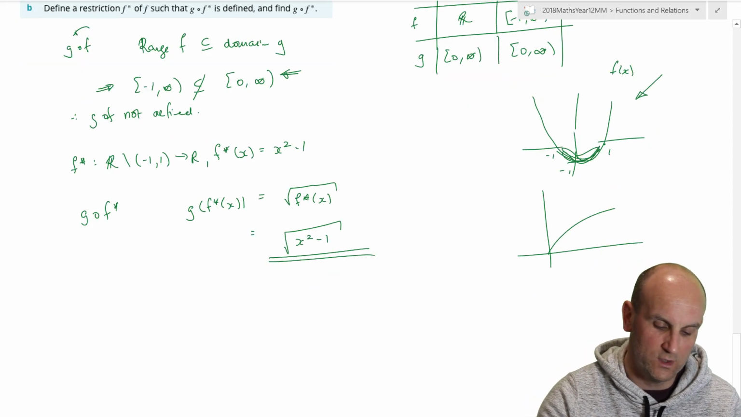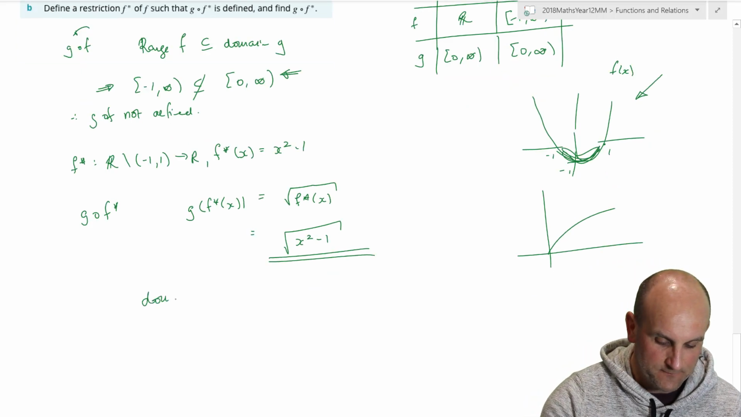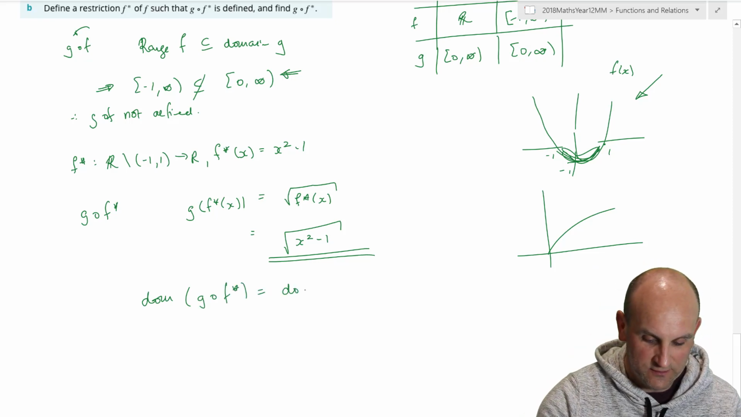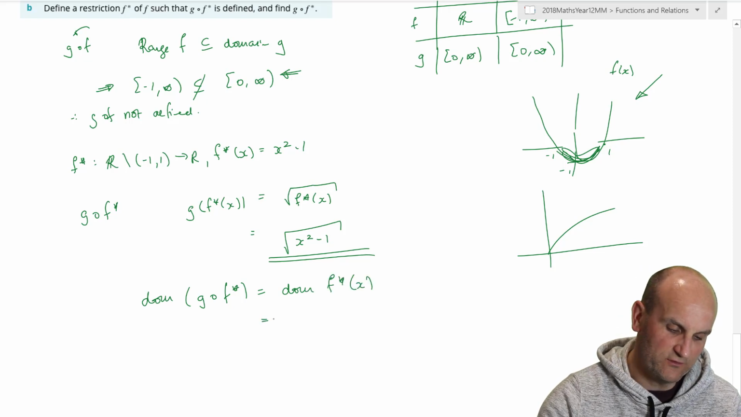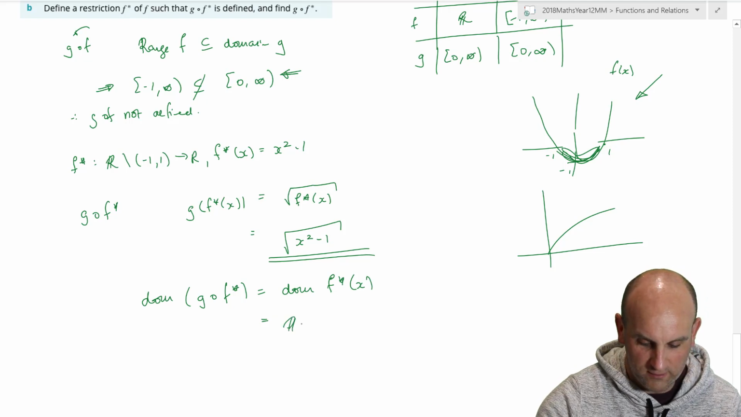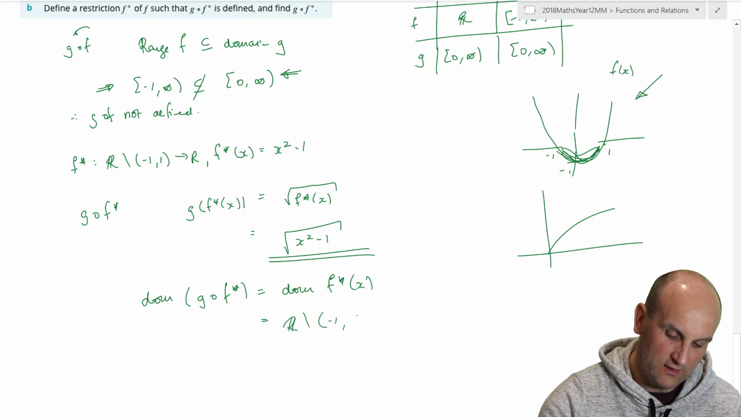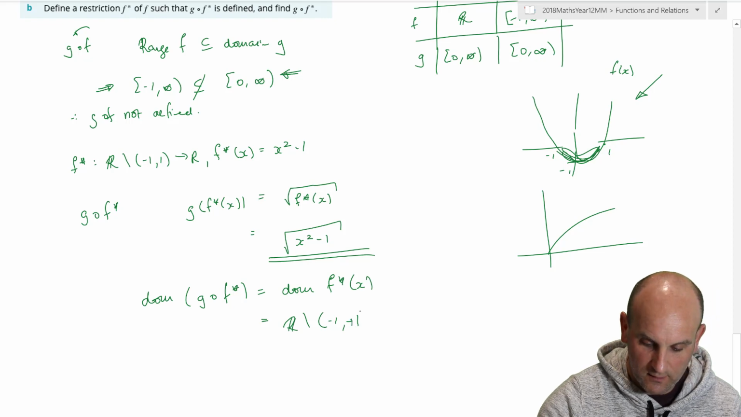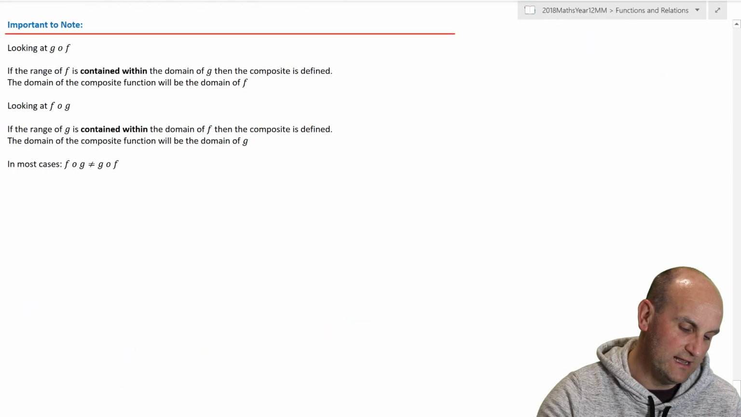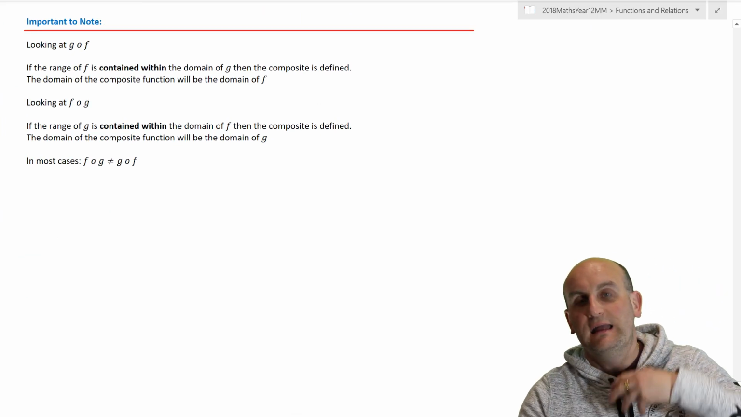I suppose we should also work out what the domain of g of f star is. And if you remember, the domain of that would be equal to the domain of f star of x. What was the domain of f star of x? It was all real values, but not anything between -1 and +1.